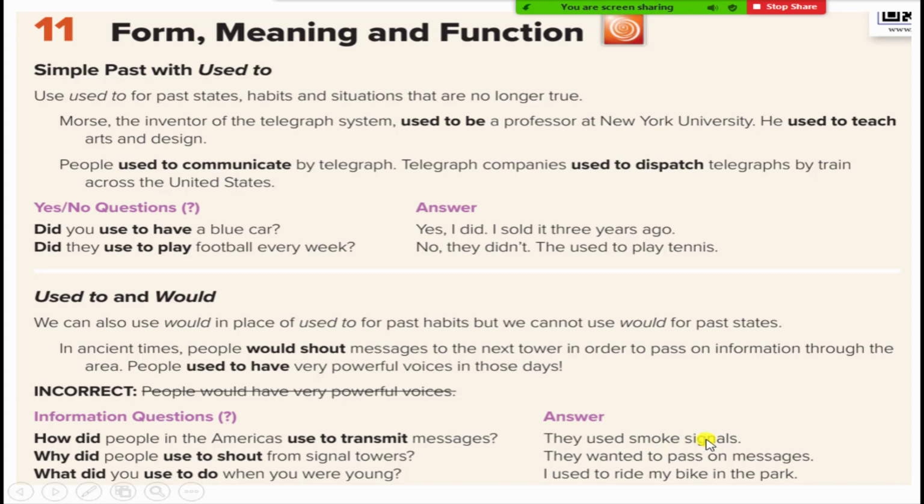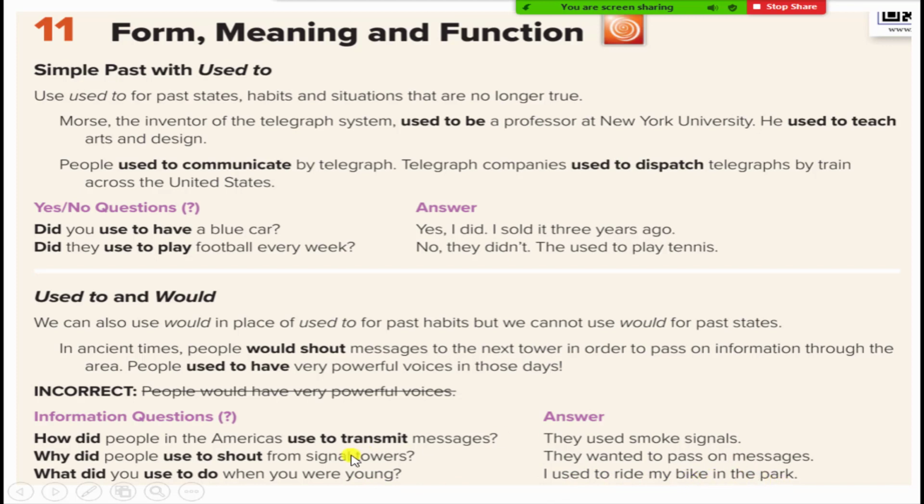They used smoke signals. We can also ask: why did people used to shout from signal towers? They wanted to pass on messages. What did you used to do when you were young? I used to ride my bike in the park.